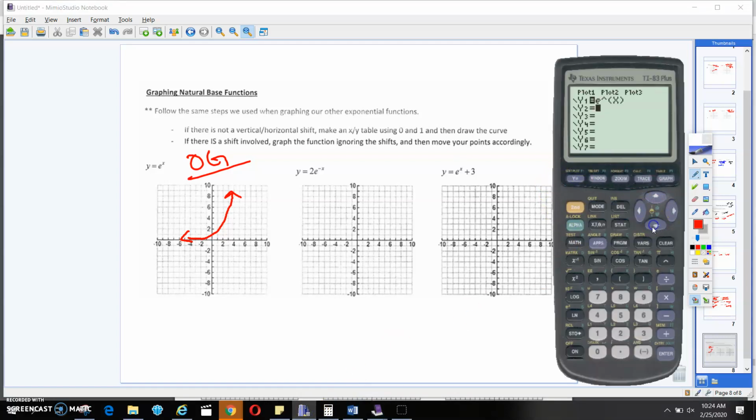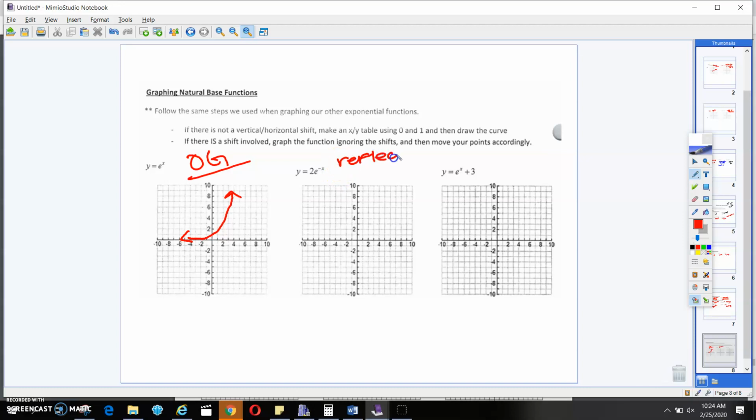Okay? So what we're going to do now is graph this in comparison. So we're going to hit second ln minus x, close parentheses. We're going to hit graph. So what do you notice that happened between the first graph and the second graph? So it's a reflection across the y-axis. And there's also a stretch of 2 because of this 2 out front.